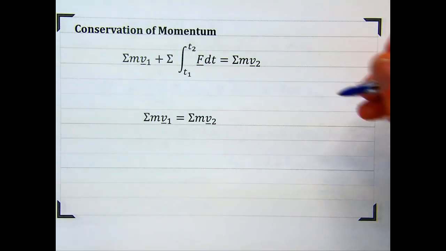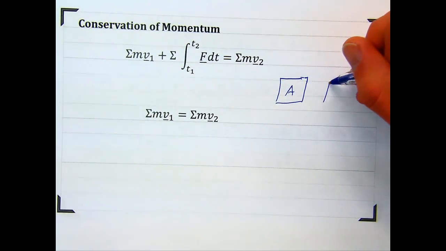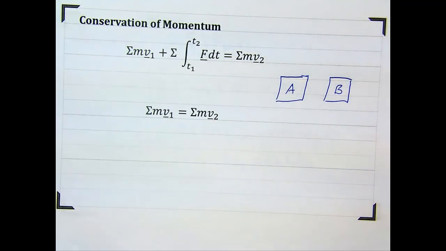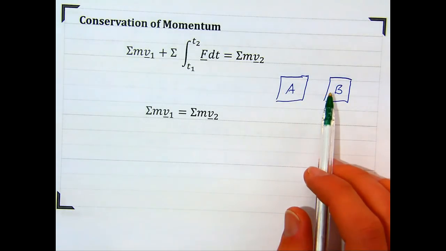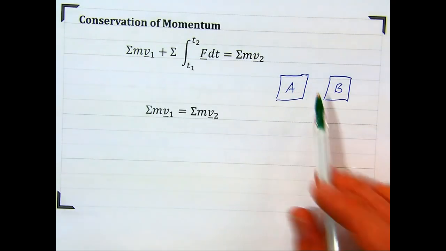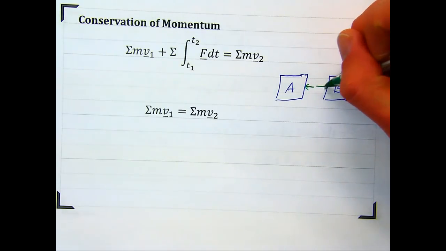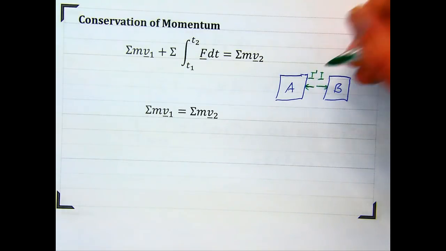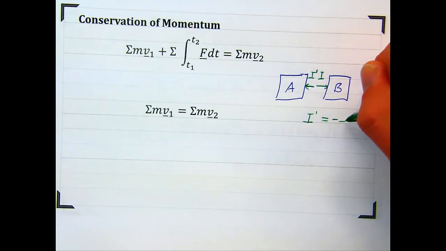And we are able to eliminate this intermediate term by considering the system as a whole. So if you've got two parts, part A and part B, and they are either colliding or exploding, then they would be exerting forces on one another. So for example, A would exert an impulse on B, and B would exert an impulse on A. Now these two forces would produce impulses in opposite directions, but equal magnitude. So you can call the one I prime and the other one I, and I prime would just be negative I.